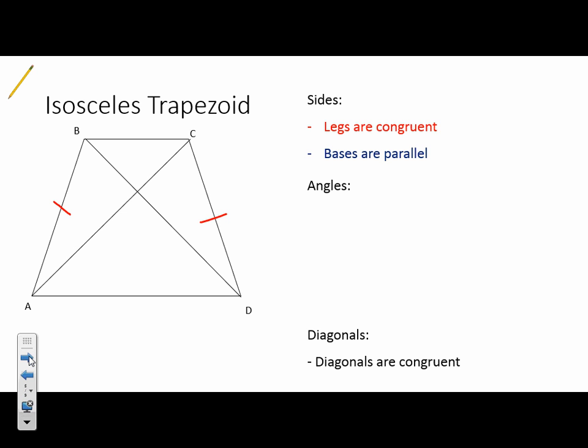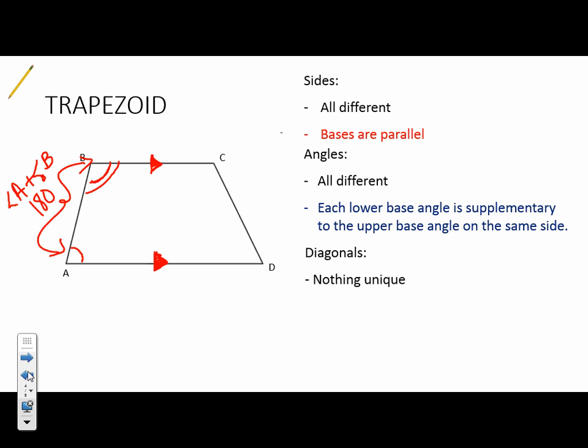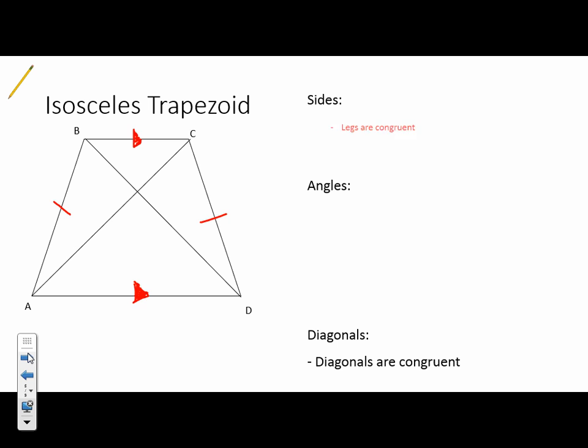Again, the bases will still be parallel because that's what makes it a trapezoid. Trapezoids have one pair of parallel sides. So the bases will be parallel again, and the legs now, because it's isosceles, will be congruent to each other. In a typical normal trapezoid, nothing special, notice that A to B on this one and C to D were not congruent to each other. But now we do have those legs that are congruent.